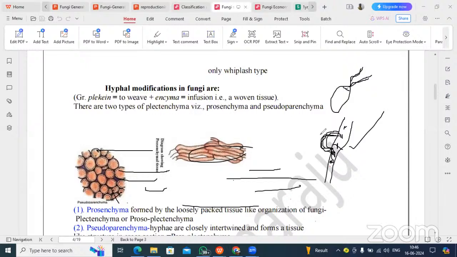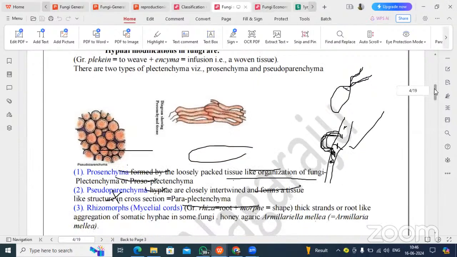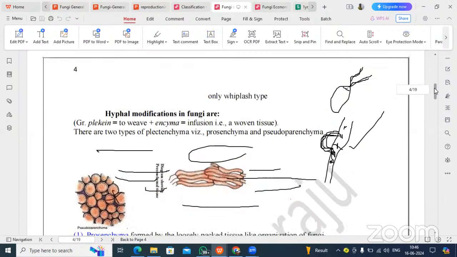Only the Mastigomycotina, also called Chytridiomycetes, which have the chytrids, that means flagella, is the only group. You remember, flagellated means motile spores, which show movement. Motile fungi are there only in the Mastigomycotina.